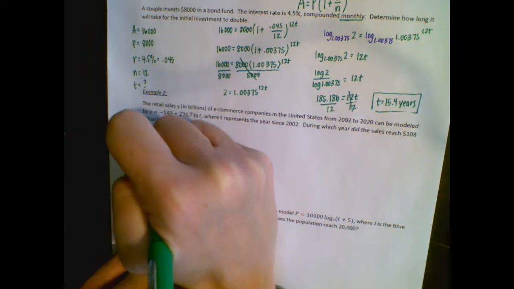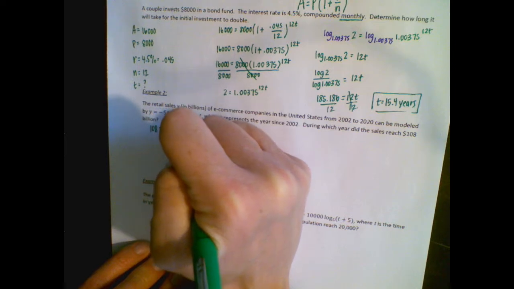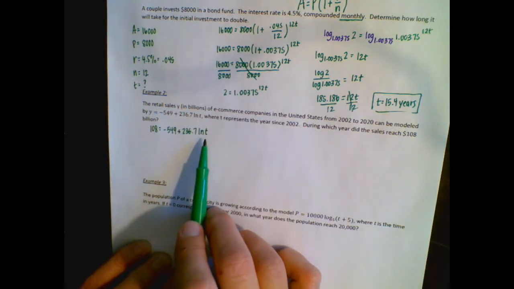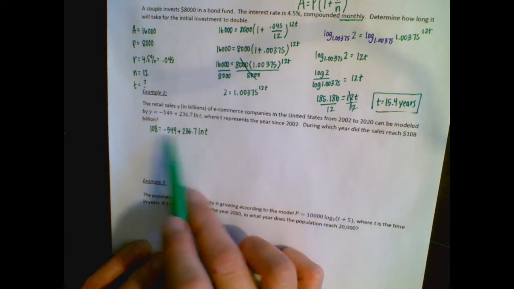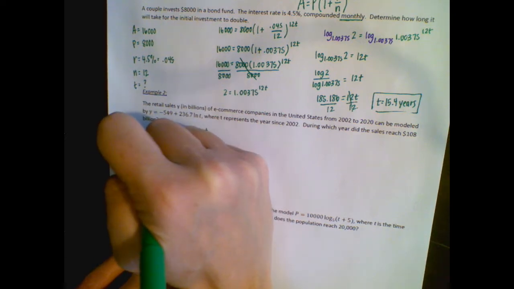So 108 is equal to negative 549 plus 236.7 ln of T. And this is the variable that I'm solving for here. So basically, I have to undo all this stuff that's going on around the ln of T. So first thing we're going to go ahead and do is add 549 to both sides.